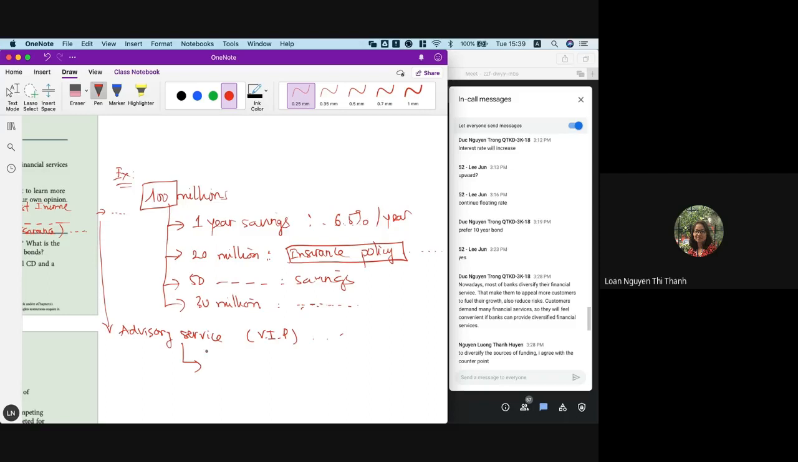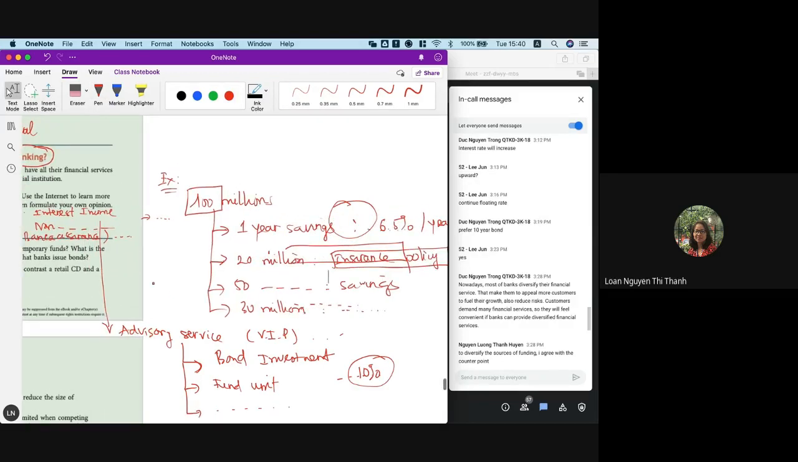If you have 1 billion, for example, they diversify into bonds, they offer you bond investment. They invite you to invest in some fund units with a promised return of over 10% rather than the 6.5%. They offer you some insurance policies. So many services here. It means that bankers now try to suggest more services rather than just saving money.